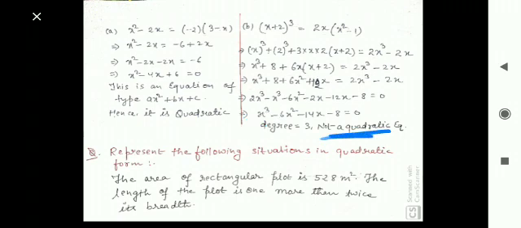Now see the next question. Represent the following situation in quadratic form. Means the situation given here, we have to represent in quadratic form. Now see what is the situation given. The area of a rectangular plot is 528 meters square. The length of the plot is 1 more than twice its breadth.